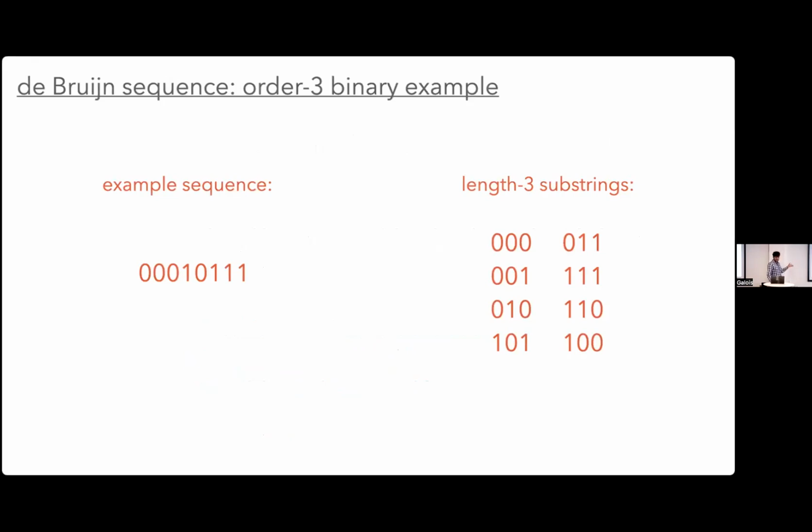It turns out that the sequence I showed you a few slides ago is an order 3 binary De Bruijn sequence: 0, 0, 0, 1, 0, 1, 1, 1. It contains all possible length 3 strings on a binary alphabet as substrings, and they're displayed in their order of appearance on the right.